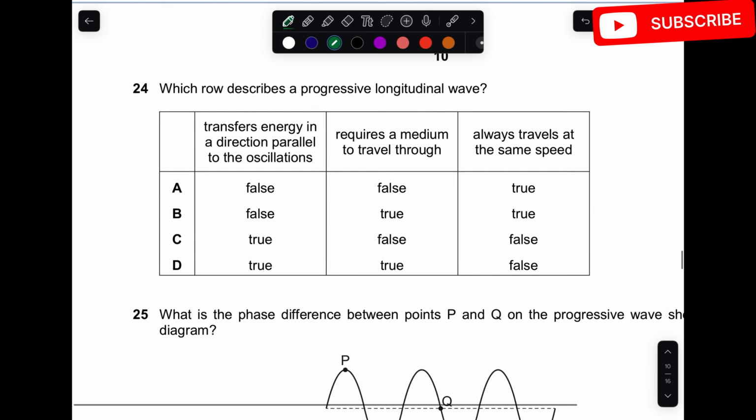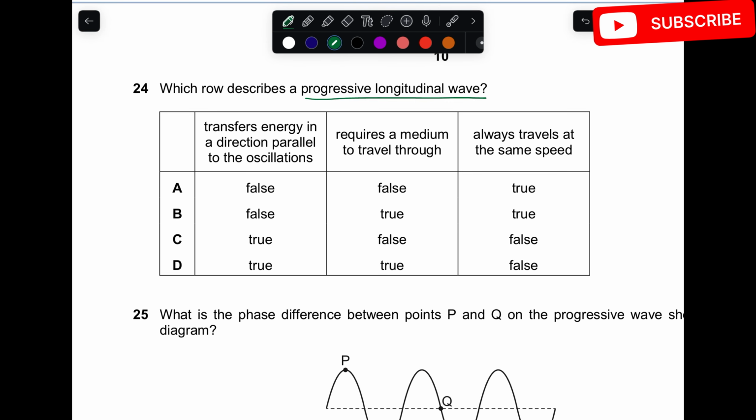Moving forward, question 24. Which row describes a progressive longitudinal wave? Okay, they transfer energy in a direction parallel to the oscillation. Yes, they do. So you have to choose between C and D. Require a medium to travel. Yes, they require a medium to travel. Okay, so it's option D.